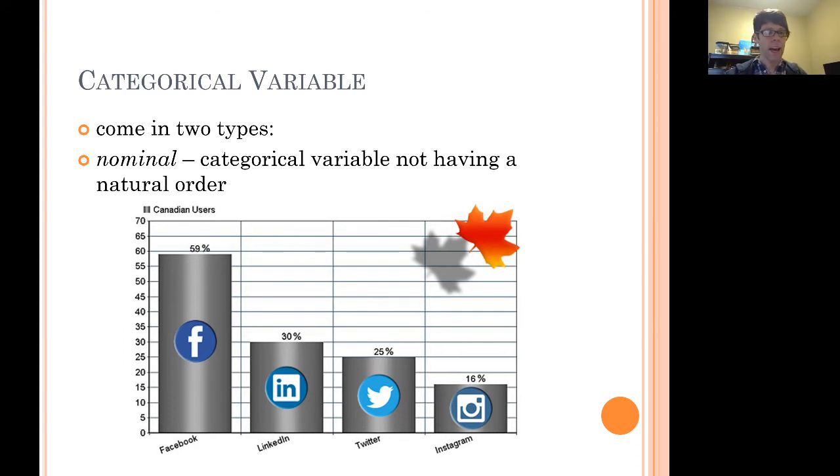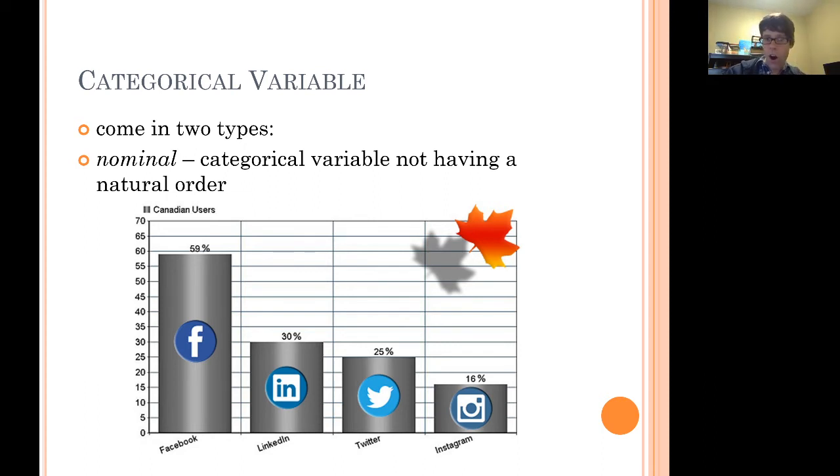Now, the other kind of categorical variable we work with is called a nominal categorical variable. Nominal really just means it has a name. So there's no order associated with this kind of categorical variable. And the best we can do after we collect the data is some kind of percentage or proportional analysis. For example, I have put here the percentage of Canadian users of Facebook, LinkedIn, Twitter, and Instagram.